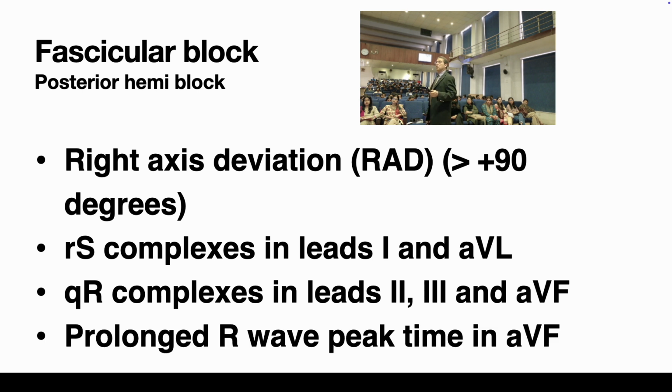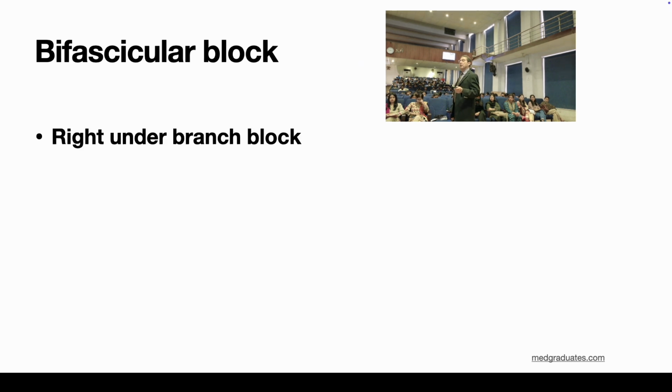And then you have another situation which is a little more confusing: bifascicular block. Bifascicular block means there is right bundle branch block with one fascicle blocked, either the anterior fascicle or the posterior fascicle. Bifascicular block does not mean the left bundle and right bundle are both blocked, because if there is right and left bundle block together, what does that mean? That is equivalent to complete block.